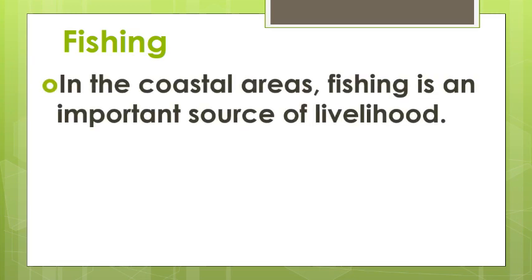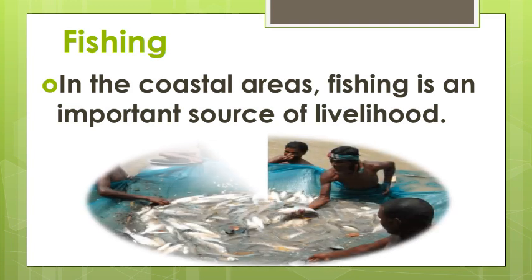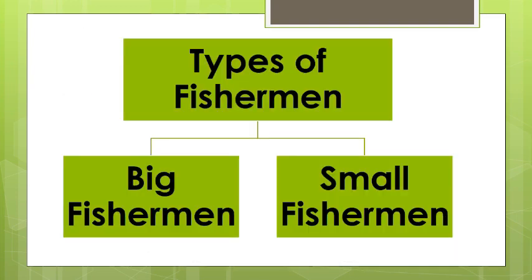The next one is fishing. As we all know that in the coastal areas, fishing is an important source of livelihood. People most of the time survive on this single type of occupation. In fishing, there are two types of fishermen, big fishermen and small fishermen.